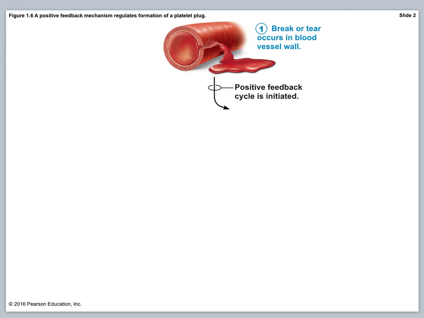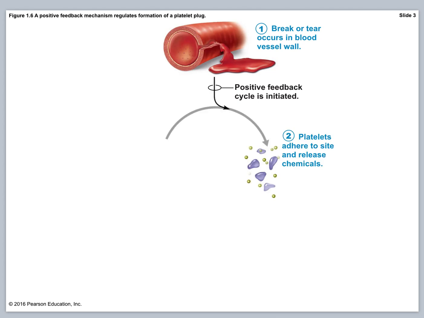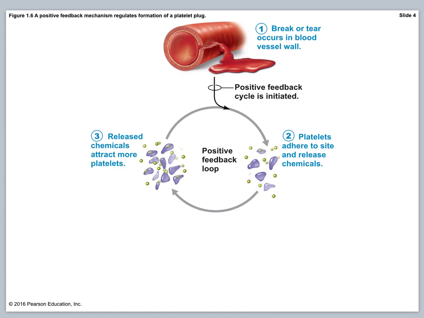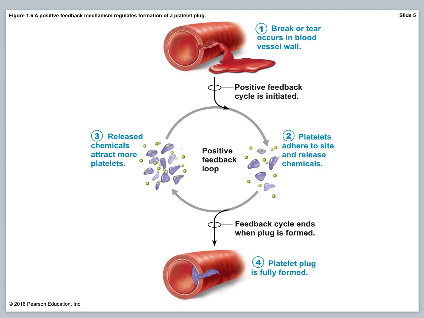Here illustrates that. You have a tear in the blood vessel, positive feedback is initiated, platelets are released that adhere to the site, and they release chemicals, which then release more platelets, which then release more chemicals, which release more platelets, and it circles, and one part makes the other one increase. Eventually the cycle ends when the plug is formed, and this allows a rather rapid response to the tear in the blood vessel wall, so that the tear is plugged up fairly quickly through this positive feedback mechanism.